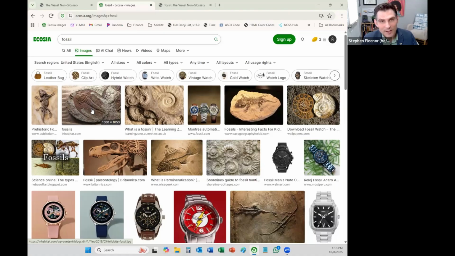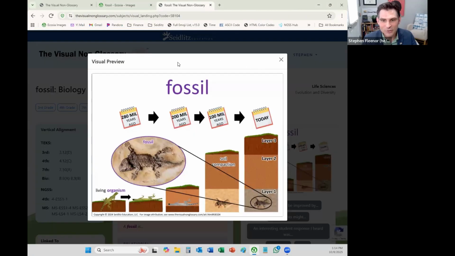So that's where the idea of the visual non-glossary came about, to create structured visuals that serve as an anchor for lessons for multiple structured conversations around them. I'll show you an example of a structured visual. Here's a structured visual for the word fossil.